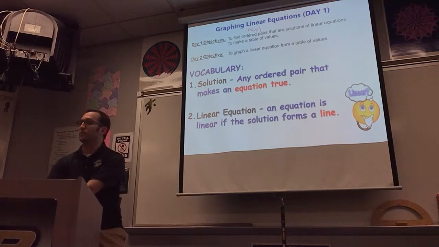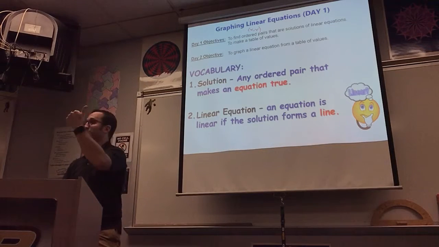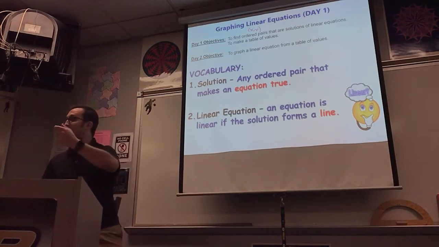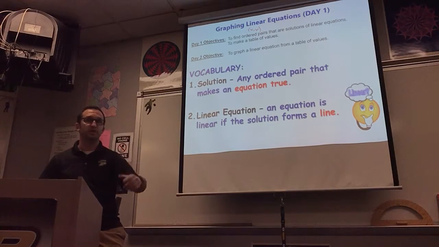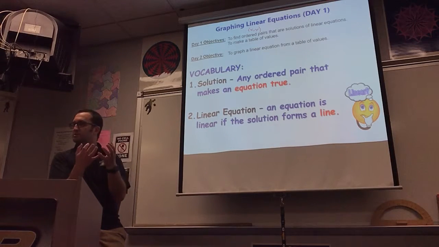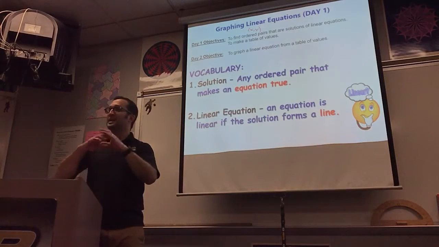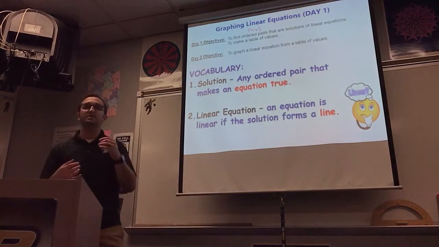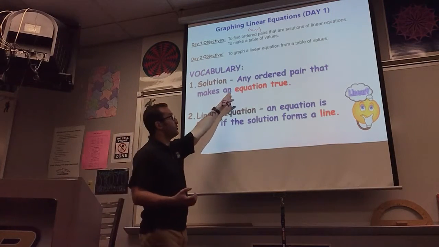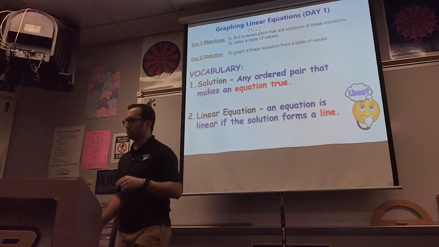So we've got 2 skills that we need to do today. The first skill is figure out if a point is a solution. The second skill will be creating points that are solutions. We'll ask ourselves, is this ordered pair a solution? Meaning, does it make the equation true? And then the second half of today's notes will be, let's create our own ordered pairs that make the equation true. Those are the 2 things we're going to do today.